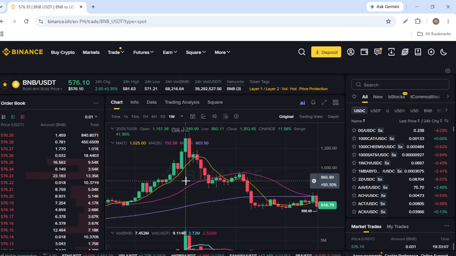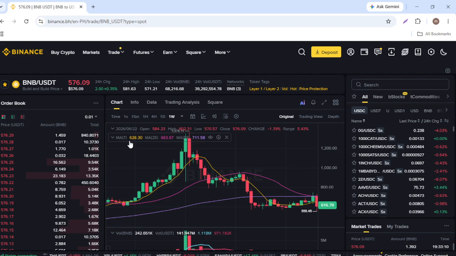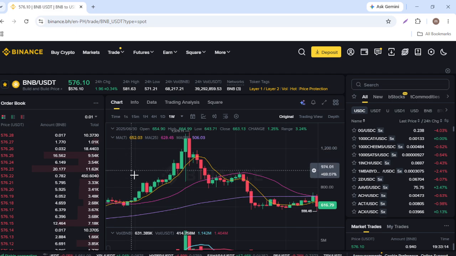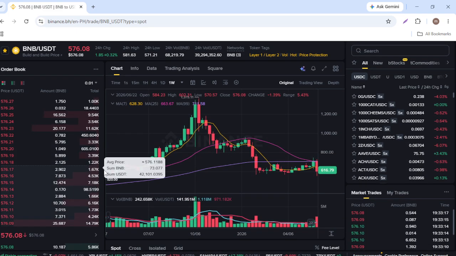You'll also notice the price scale on the right side of the chart. This shows the current price levels. At the bottom of the chart, you'll see the time scale, which tells you when those price movements happened.